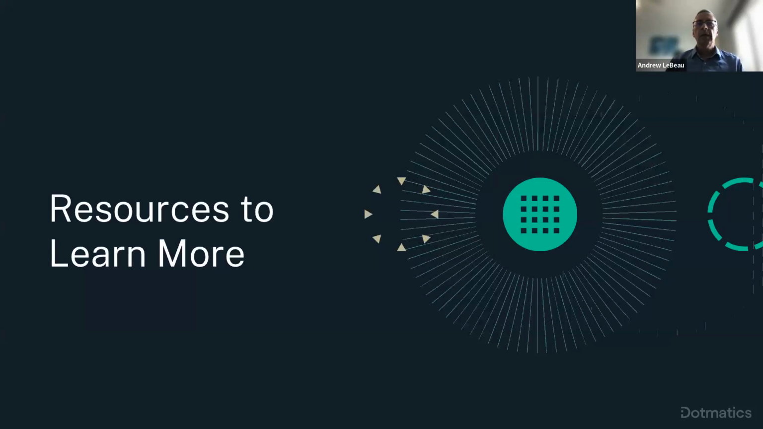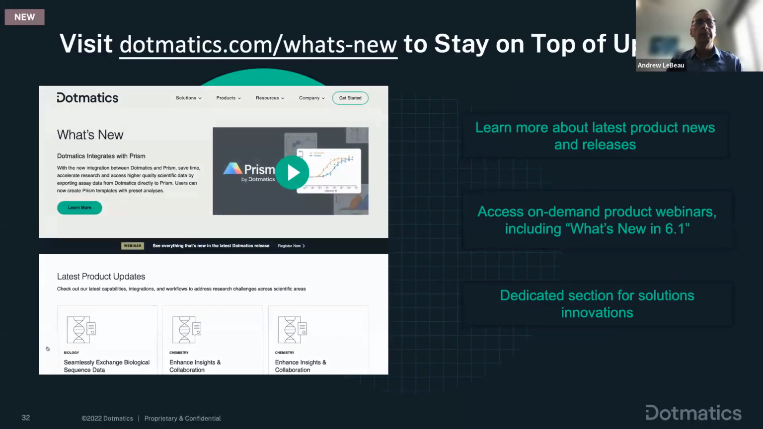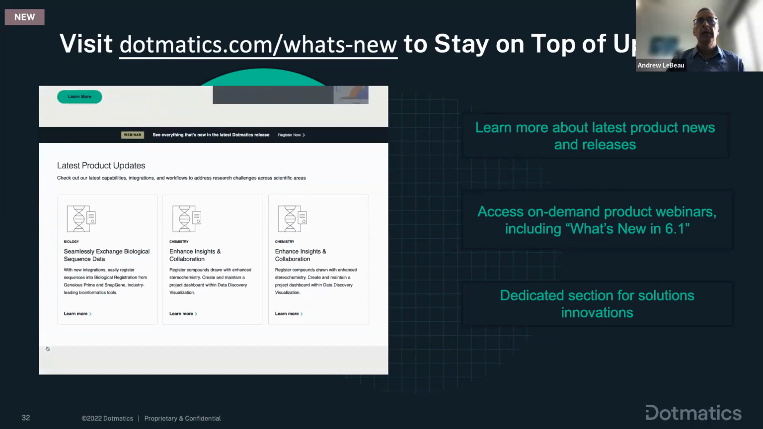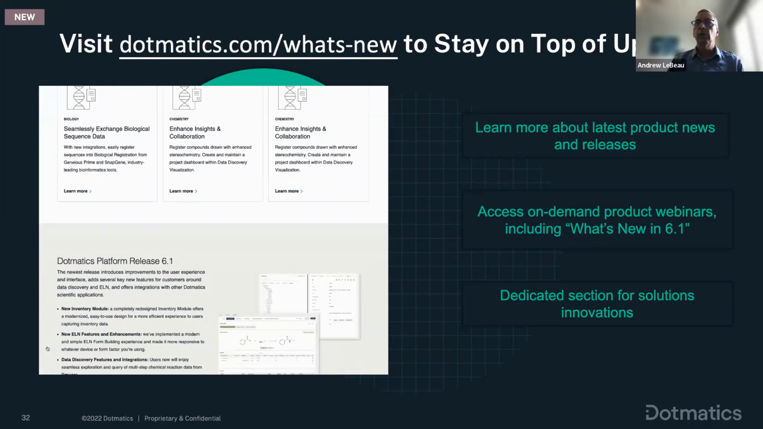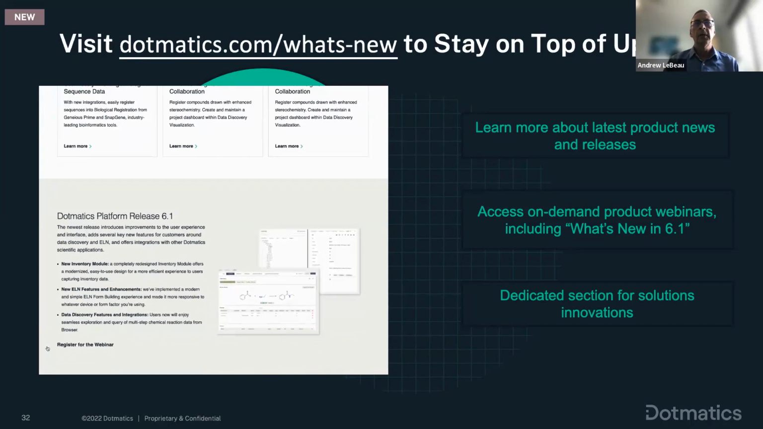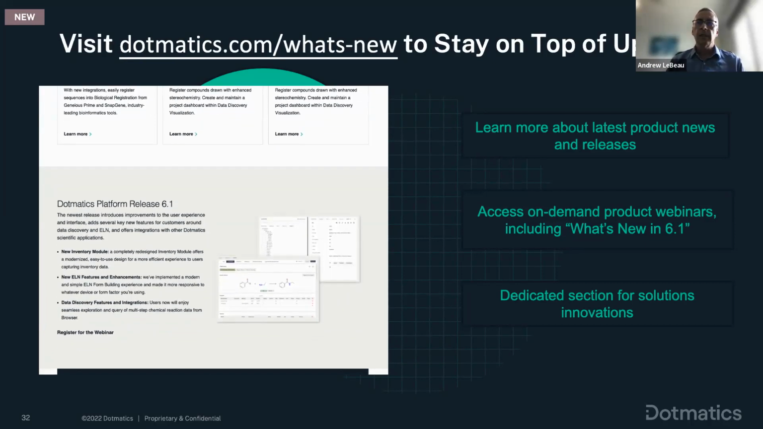Okay, so that's covered the highlights of the 6.1 platform release. There are additional capabilities in the release. And so hopefully we've covered items of interest to you, but contact us for the full set of enhancements. If you'd like to learn more, please visit dotmatics.com, what's new, to stay on top of updates. You can learn about the latest product news and releases. You can access on-demand product webinars, such as the one you're watching right now. And there is a dedicated section for our solutions innovations.